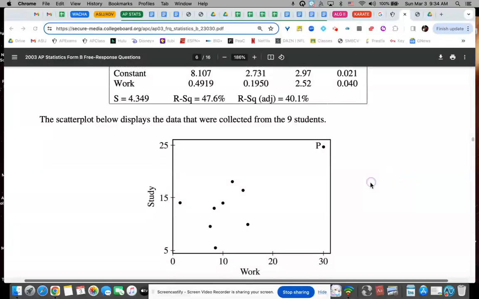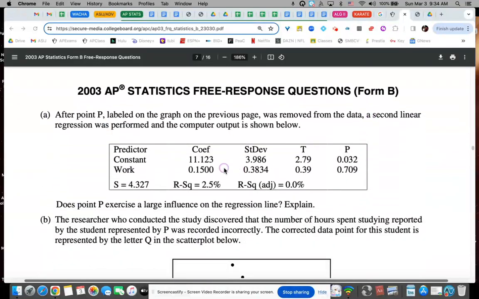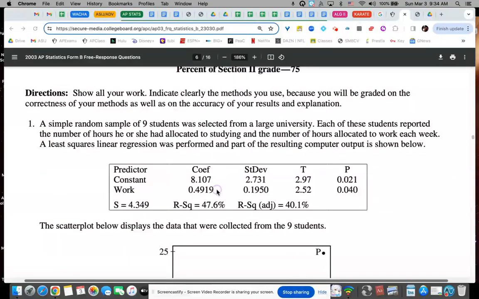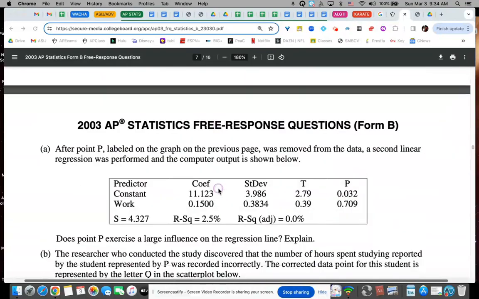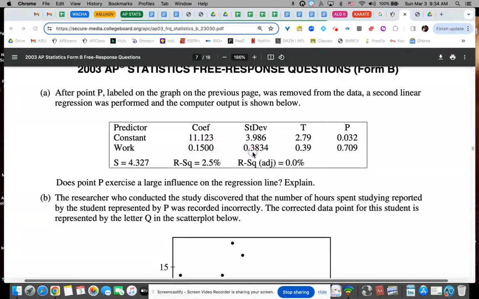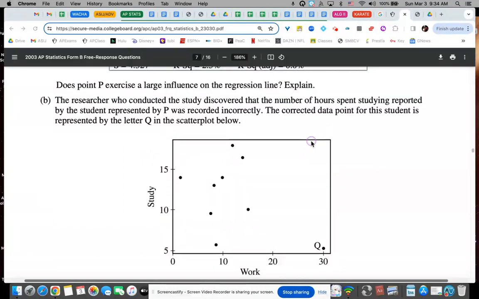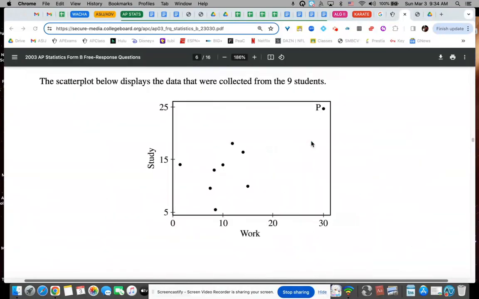So when I look at the new list down here, the slope is only 0.15. It used to be 0.49, and it's now reduced to 0.15. Sorry, jumping around. If you ignore P, like it's gone, my slope used to go up like this, but now it's really flat. So that's what you want to mention. The slope is significantly smaller. It's still a positive slope, but it's definitely decreased.